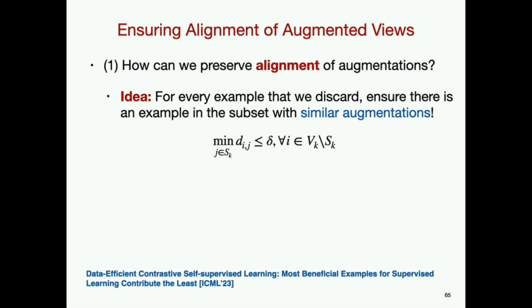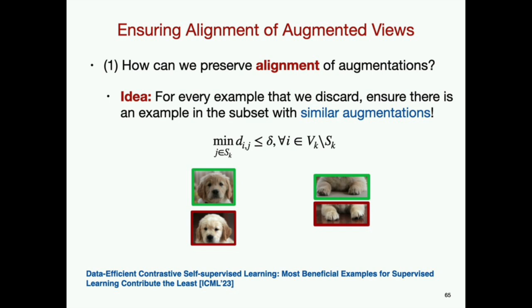Let's say VK is all the examples in the full data that correspond to class K. Let's call this class dog. SK is the examples we select from latent class dog. And so what we're saying is, for every example that we do not select from latent class dog, there exists some example in our selected subset that has very, very similar augmentations.